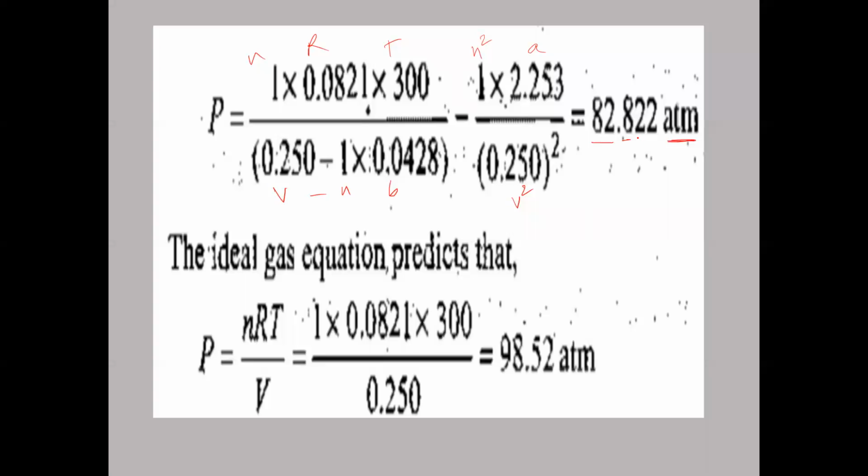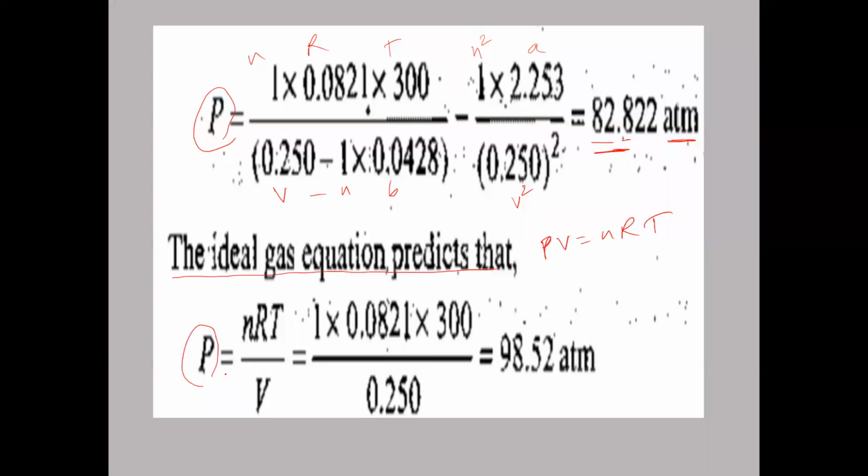82.8 atm. According to what now here? The pressure of gas from the real gas equation, that is the Van der Waals equation, is how much? 82.8. Got it? So keep this point in mind. Next, by using the ideal gas equation, what is the formula? PV is equal to nRT, the ideal gas equation.